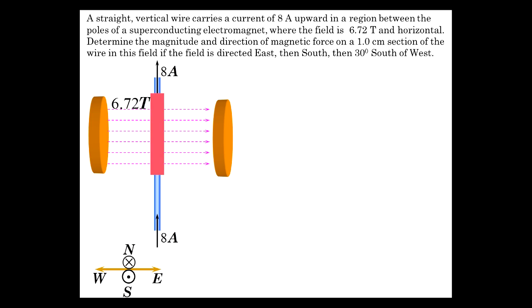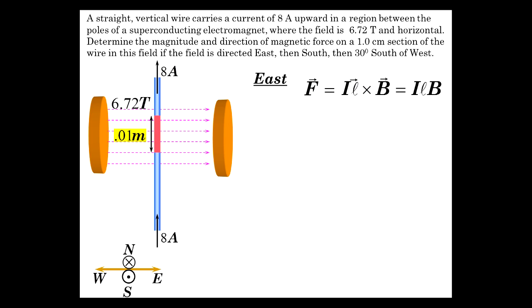Then let's figure out the force on a 1 centimeter element with magnetic field in various directions. So when the magnetic field is east, which it is now, and then we're going to do south and then 30 degrees south of west. So east, we get F is equal to IL cross B. Everything is perpendicular. It's ILB. What direction is it? Fingers in the direction of the B field, thumb in the direction of the current. Well, that goes into the screen. But into the screen is north, isn't it? So 0.54 newtons north. There it is.